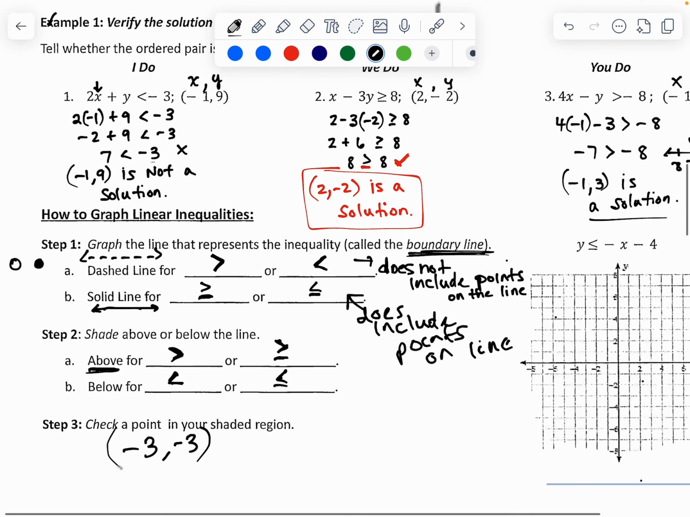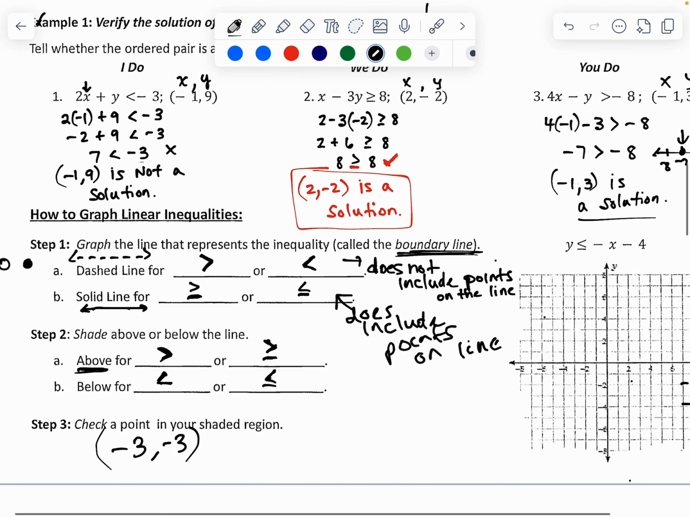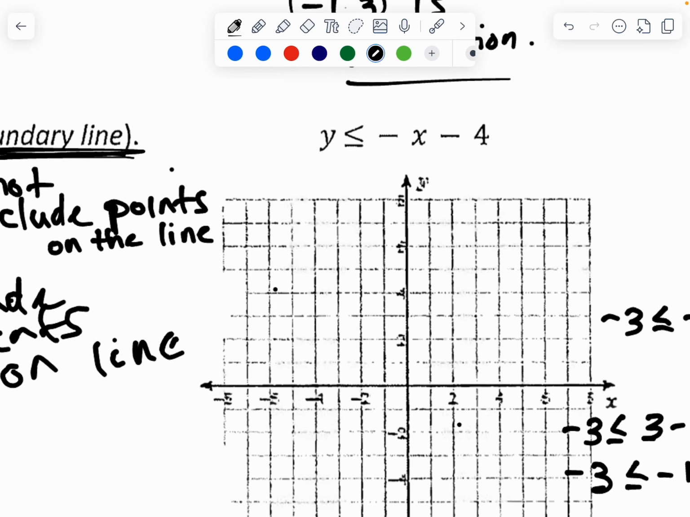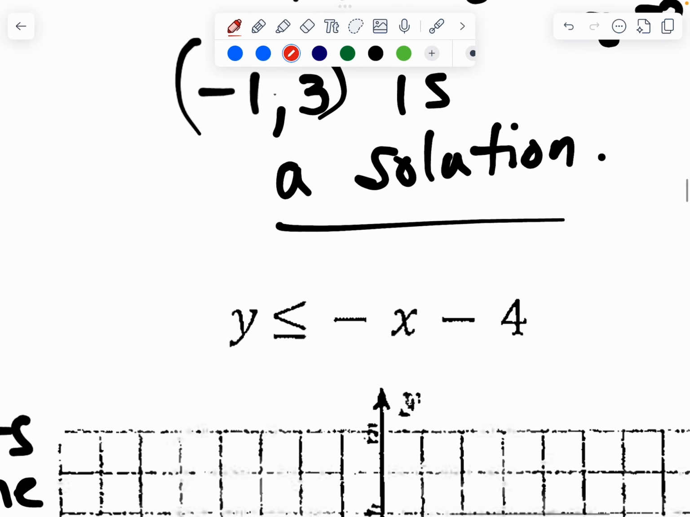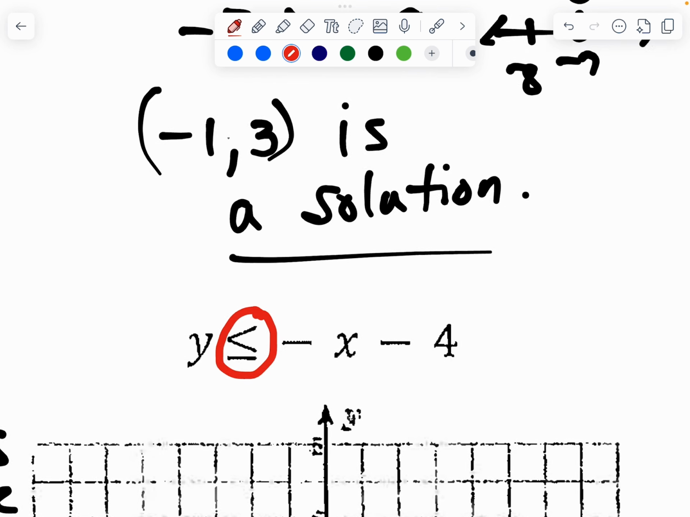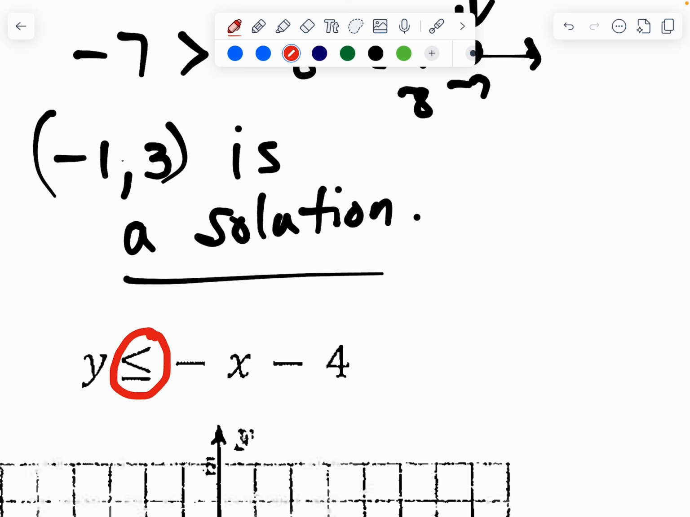So if we look over here at y is less than or equal to negative x minus 4, first thing I'm going to look at is the less than or equal to. Less than or equal to is going to be a solid line. So I'm going to write it solid because it has the line underneath. And it's less than, so it's going to be shaded below. So these are the two things that I'm going to write, solid and below.